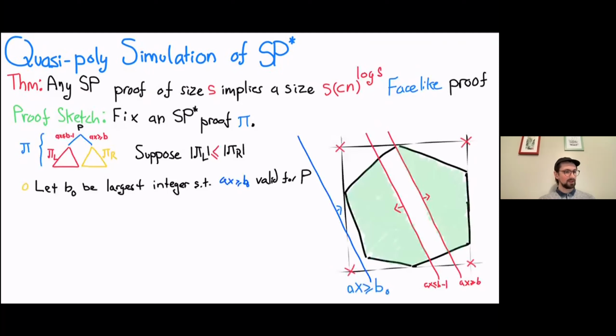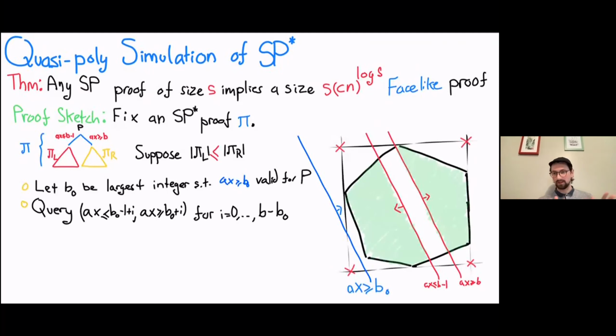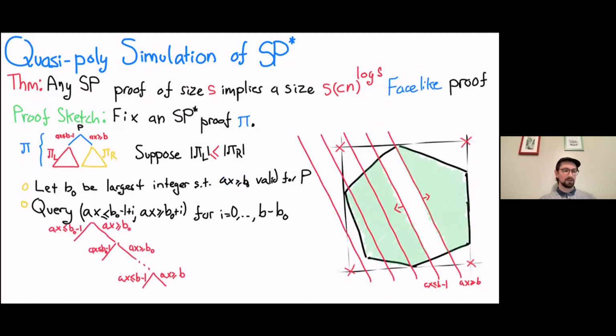Okay, and so now let's let B0 be the largest integer such that AX greater than or equal to B0 is valid for the polytope P. So that means every point in the polytope P satisfies it. So what we're going to do is start at AX greater than or equal to B0, and we're going to layer it with queries from the left all the way up to AX greater than or equal to B. So this is what it looks like down here. Yeah, I told you it was the dumbest thing.